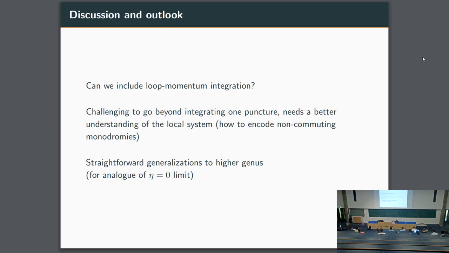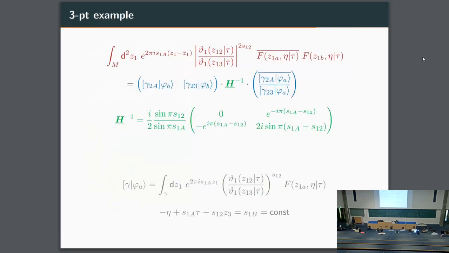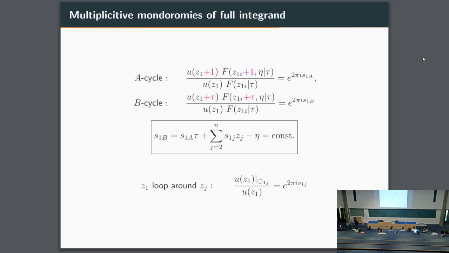And in the future, we'd like to get rid of... Sorry, I started saying something I didn't write on my slide. We'd like to get rid of this condition here, where we keep this constant.